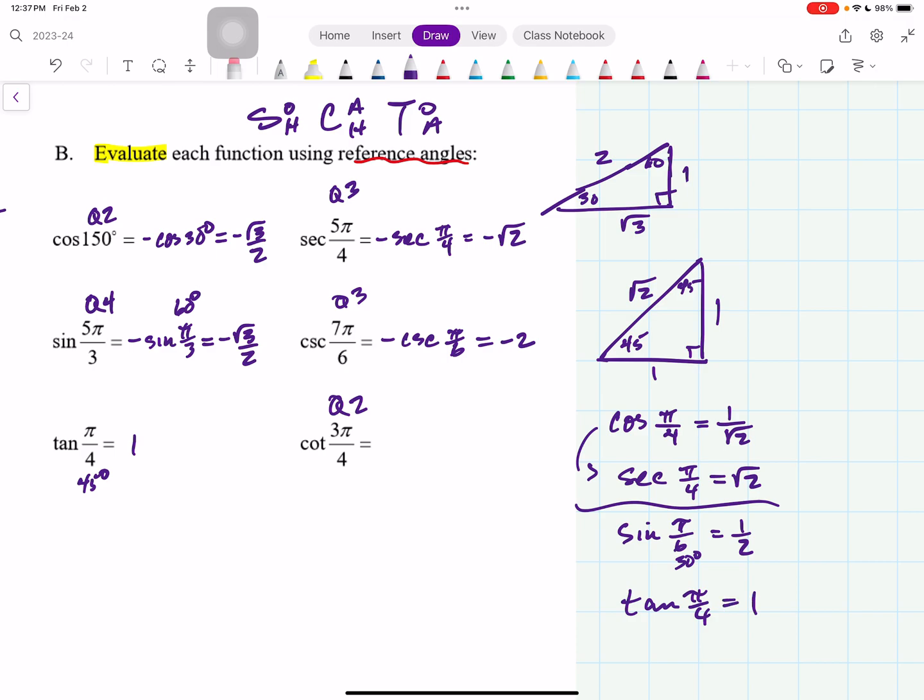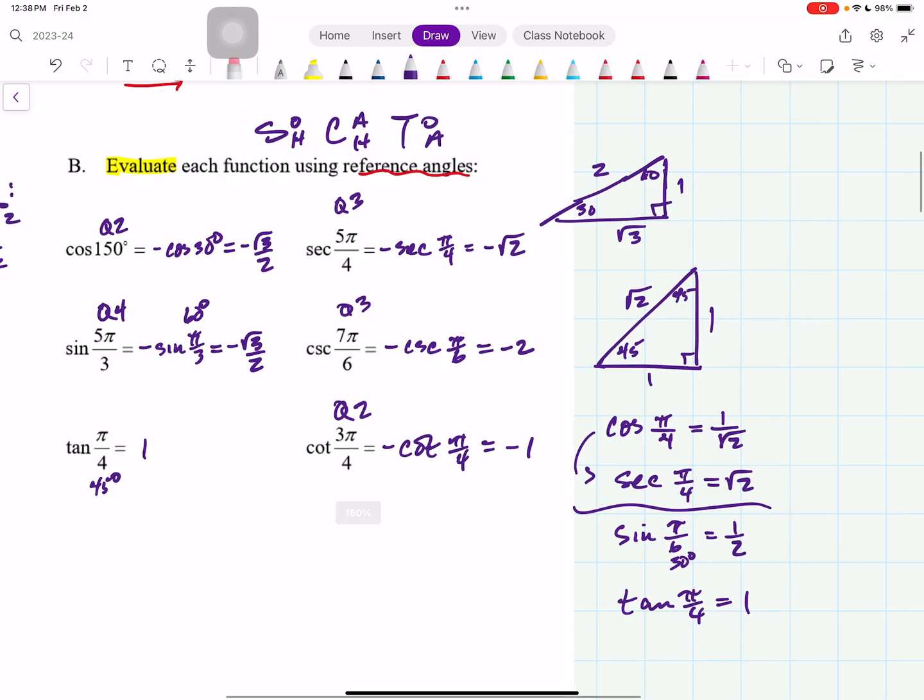But this is quadrant 2, and sine's positive, cosine's negative, so this has got to be a negative number. So this is going to be a negative cotangent of pi fourths, which is the reciprocal of tangent of pi fourths, which is 1. So this has got to be -1.